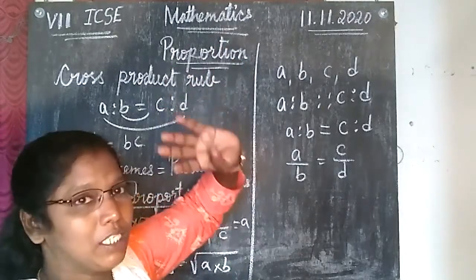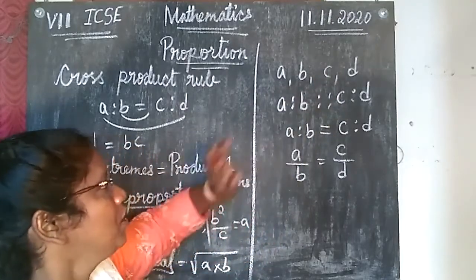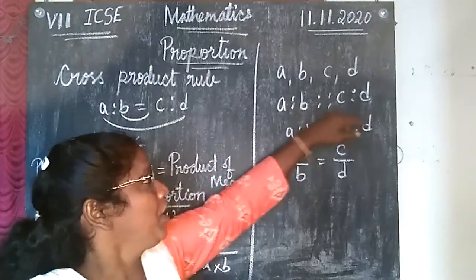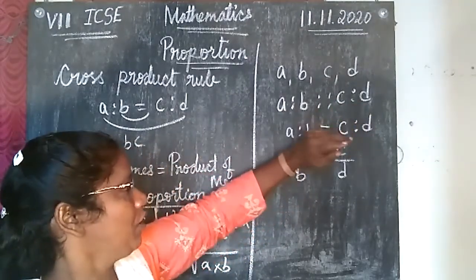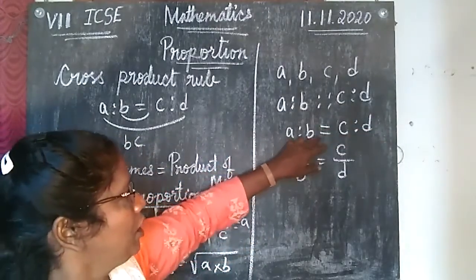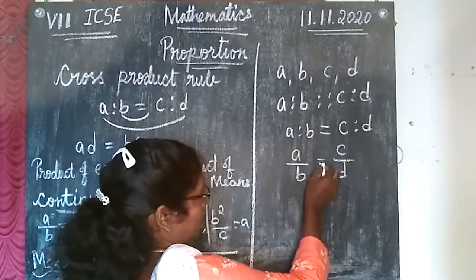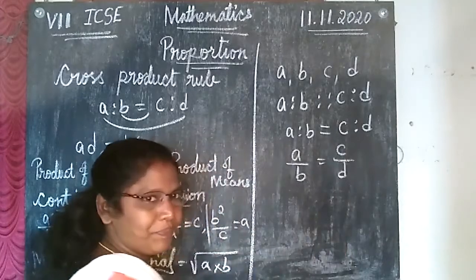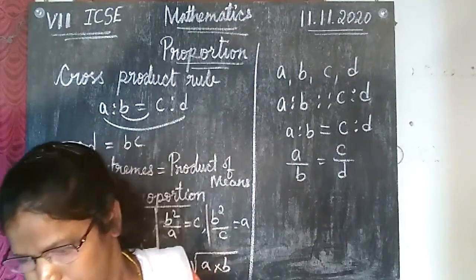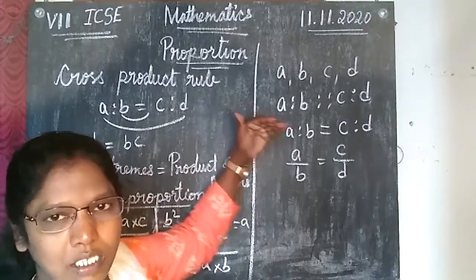Four quantities we are taking here for proportion, A, B, C, D, four terms. So A is to B is proportion to C is to D. Two ratios are taken here. A is to B is one ratio, C is to D is another ratio. Now A is to B should be equal to C is to D, or A divided by B is equal to C divided by D. This is called proportion. Understood children? Now using this only we are going to do the rest of all the sums.